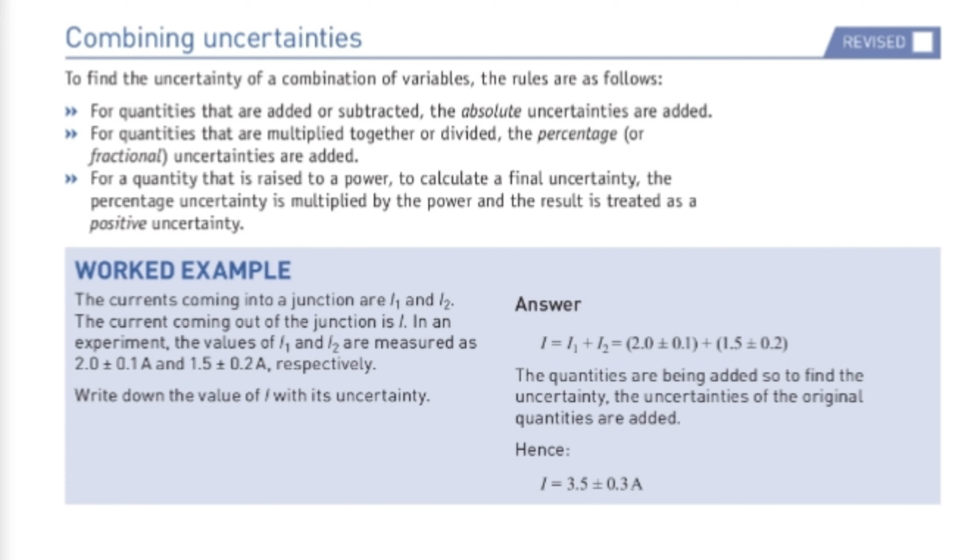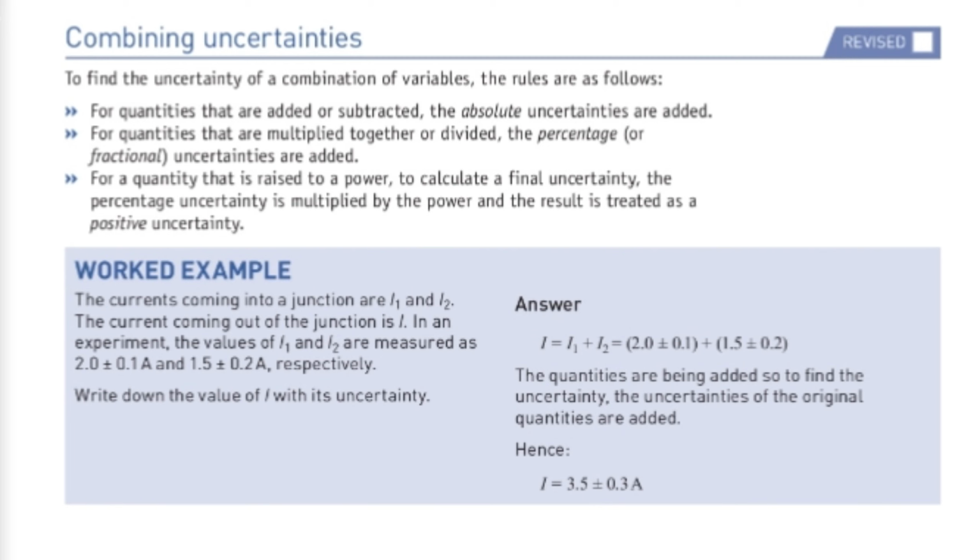Worked example. The currents coming into the junction are I1 and I2. The current coming out of the junction is I. In an experiment, the values of I1 and I2 are measured as 2.0 ± 0.1 A and 1.5 ± 0.2 A respectively. Write down the value of I with its uncertainty. Answer.